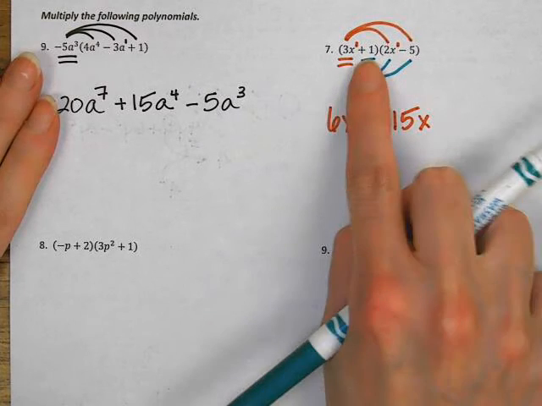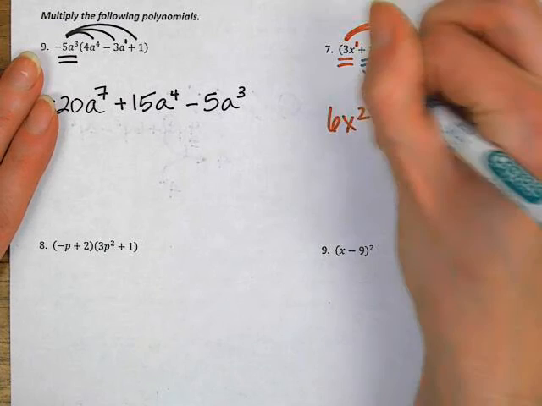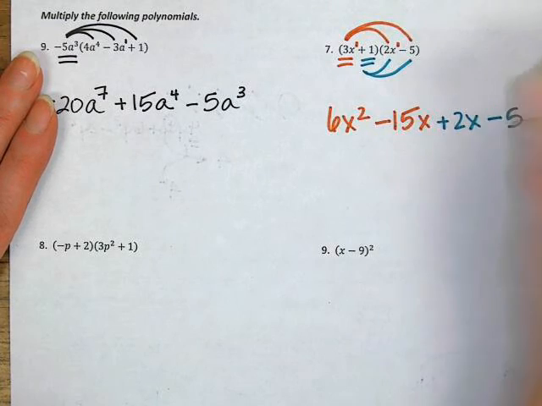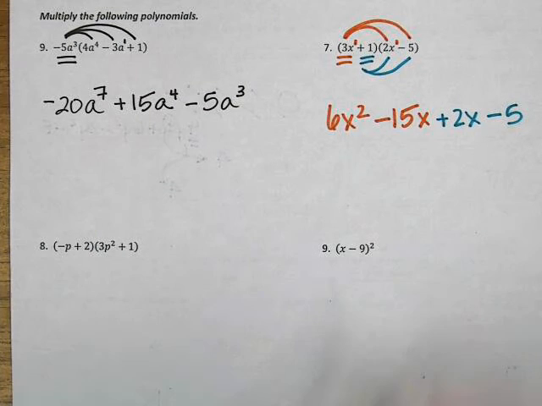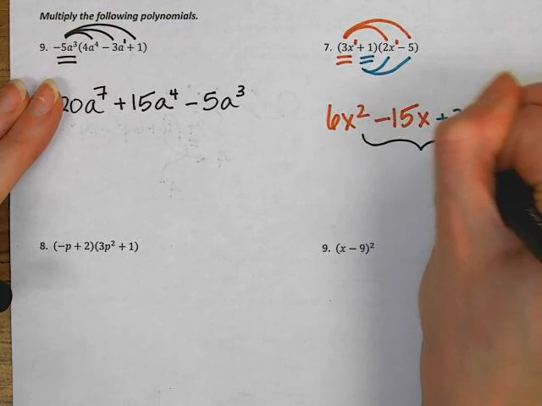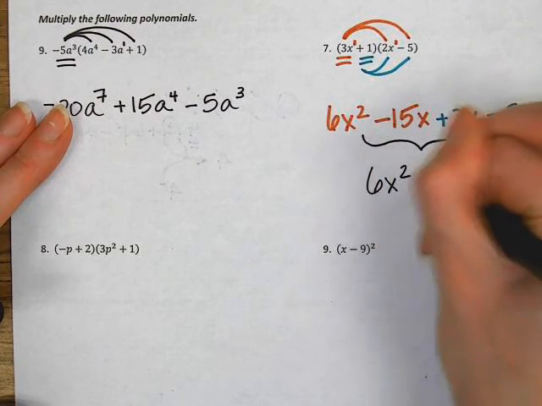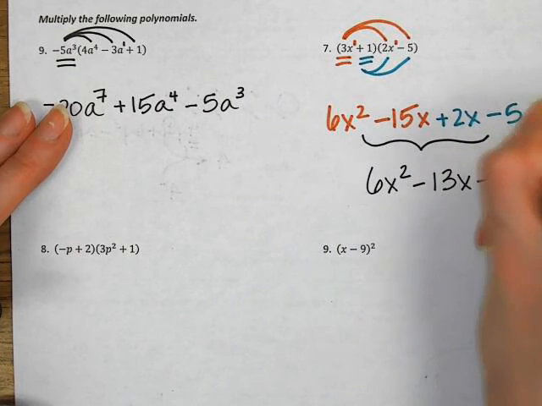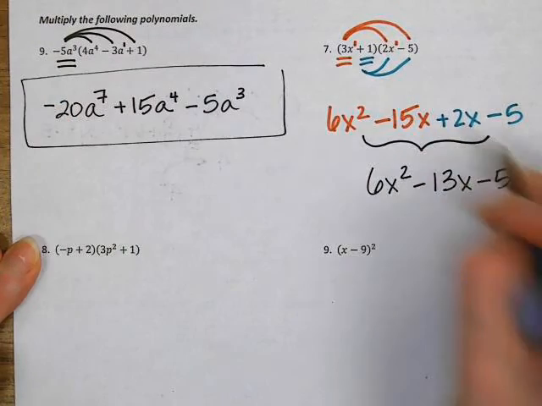And then on to the 1. 1 times 2x is just 2x. And 1 times negative 5 is just negative 5. And then you always look and see if you have any like terms. And this time they happen to be the 2 in the middle. So we're going to add them together. And you end up with 6x squared minus 13x minus 5. And that's your answer there.